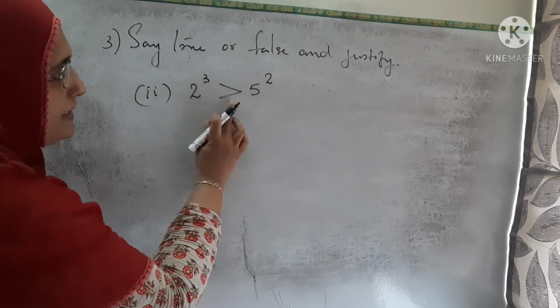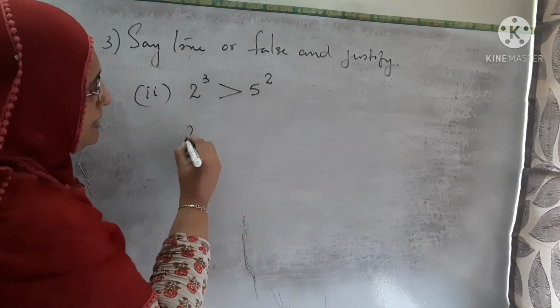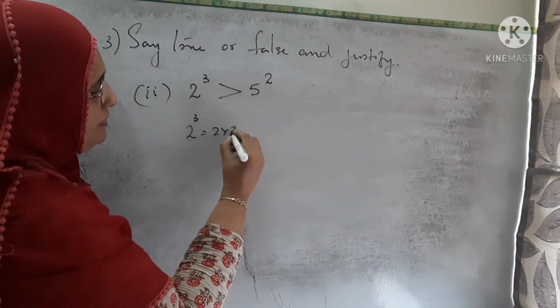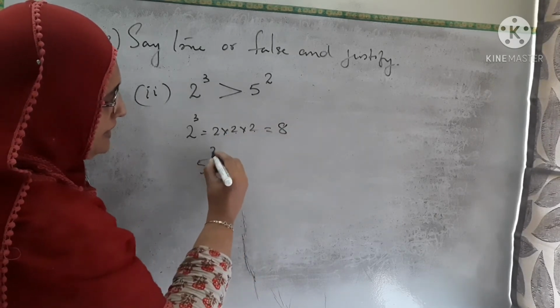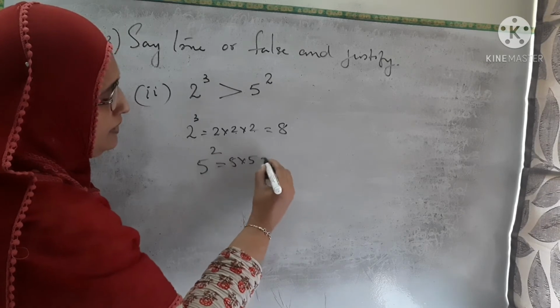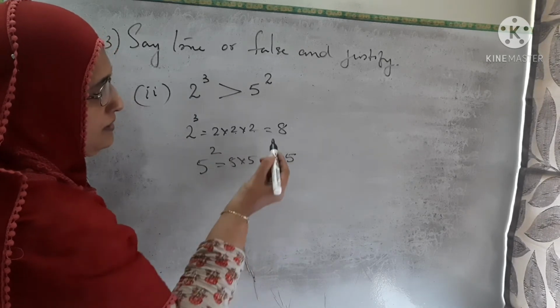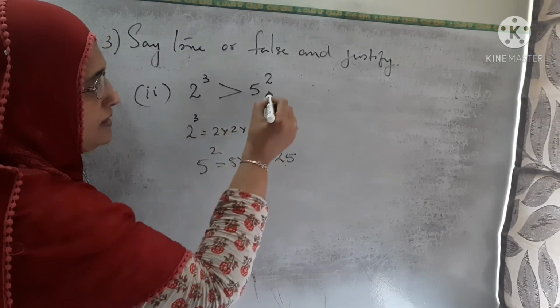2 raised to 3 greater than 5 raised to 2. What is 2 raised to 3? 2 into 2 into 2. What is that? 2 into 2, 4, 4 into 2, 8. And what is 5 square? 5 into 5, that is 25. So here 8 is less than 25. So this is also false.